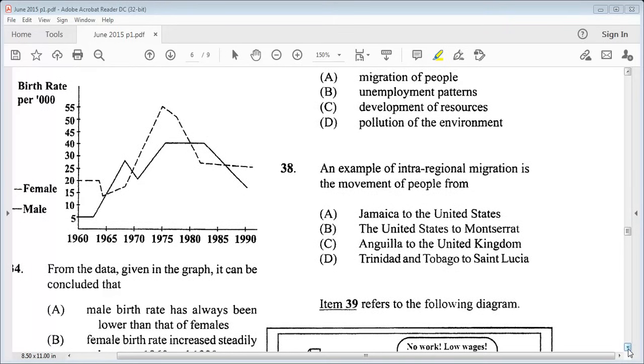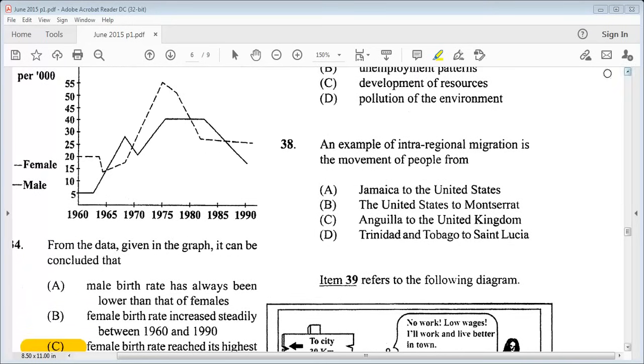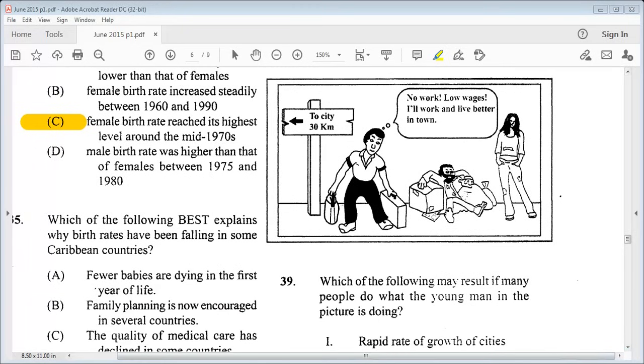So the question for 34 says, from the data given in the graph, it can be concluded that C, female birth rate reached its highest level around the 1970s. So we can look and see in the 1970s, here it reaches a peak right there. So let's go on to number 35 now.